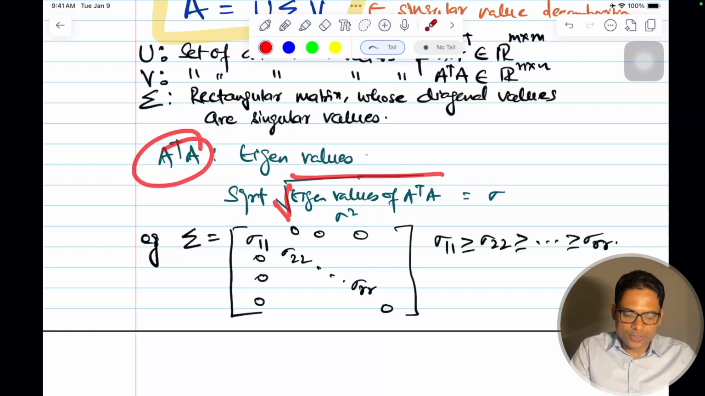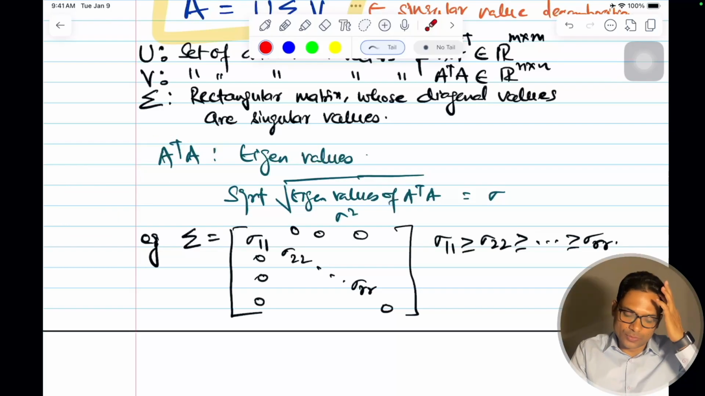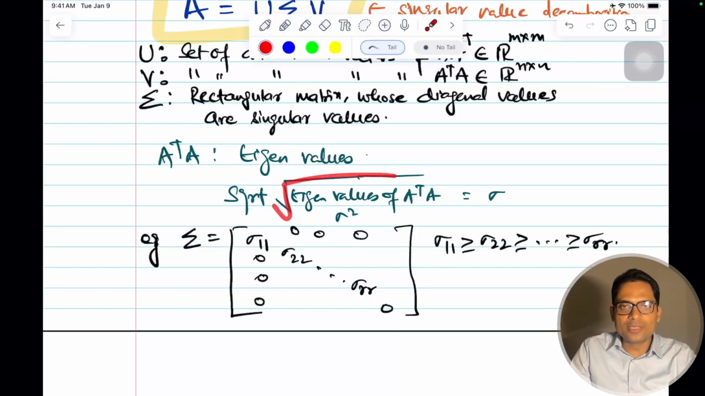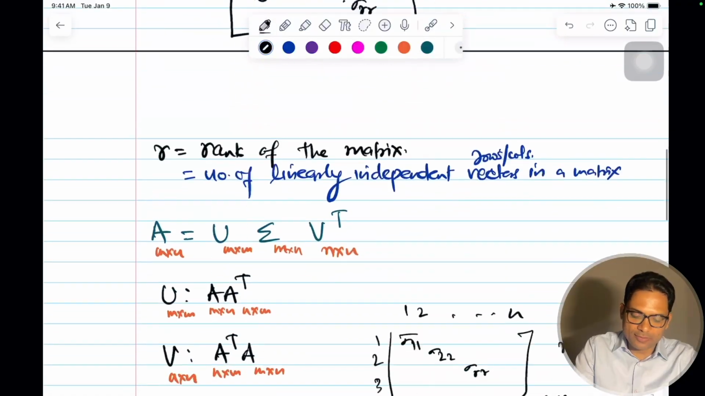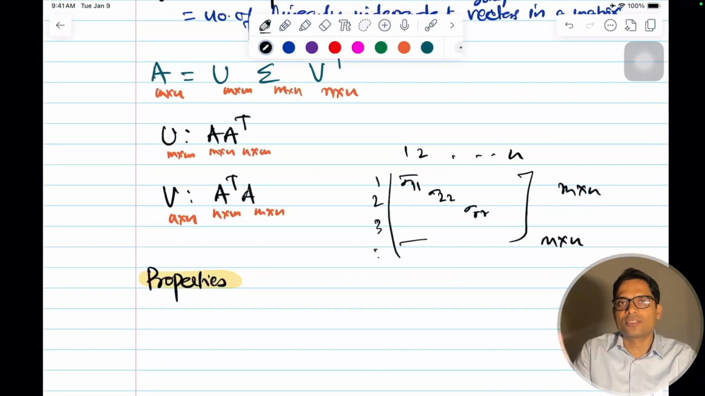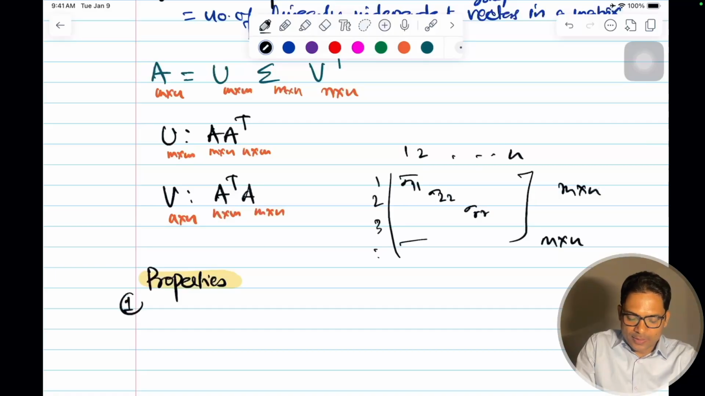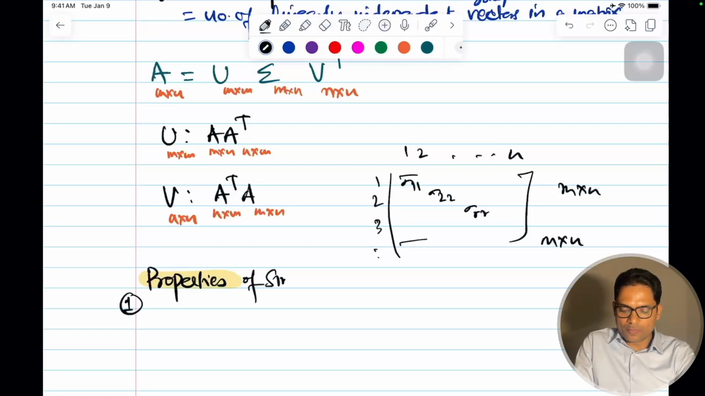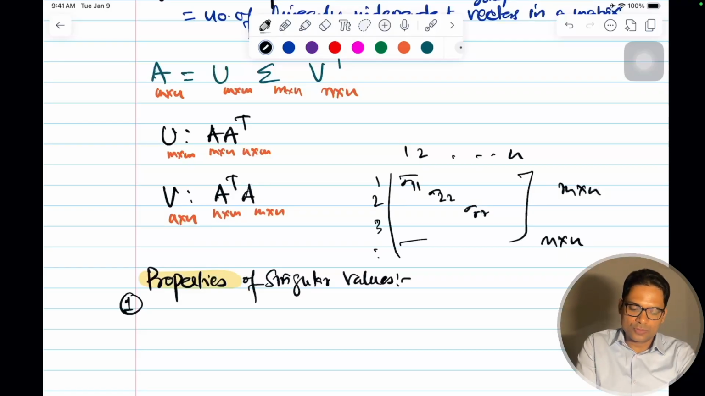eigenvalues of A transpose A, and in the case of A A transpose, both will be the same, but you can check that. So we'll take only the positive square roots. These are square roots, so these are only positive values because we have to show the scaling factor. It should be equal to like lambda. So these are properties of singular values. These should only be positive, so only the positive values we will take.